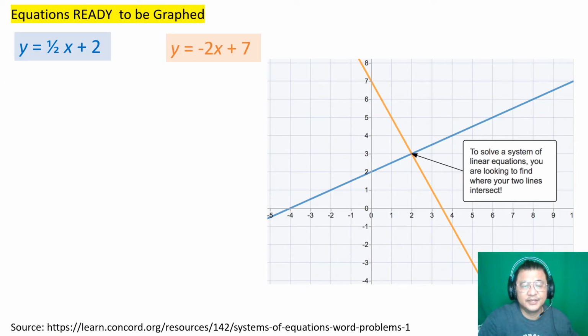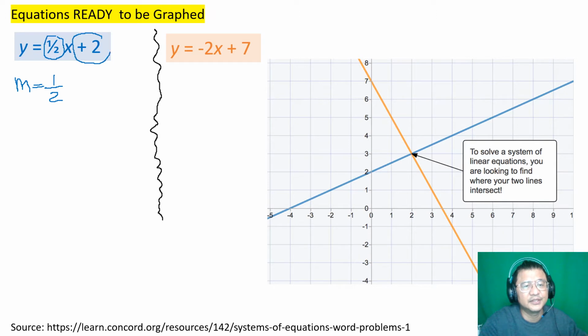Now, sometimes in a problem the equations are friendly equations, meaning you can easily graph them. Let's start with the blue equation. Just by looking at it, the slope is 1/2. Let's write it down. Slope is equal to rise of 1 over 2. And the y-intercept, the b, is 2. So I'm beginning at 2.